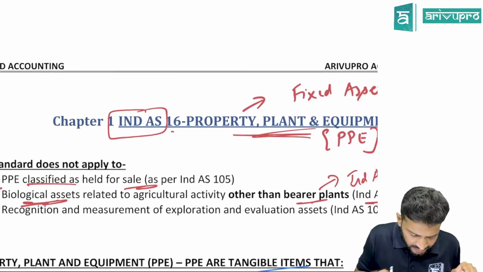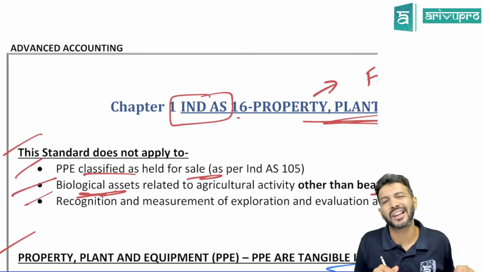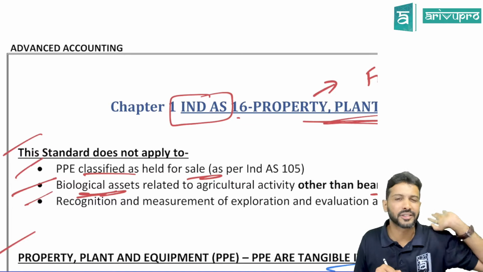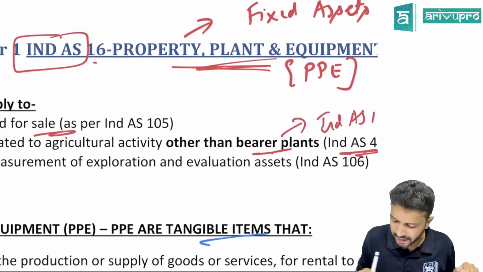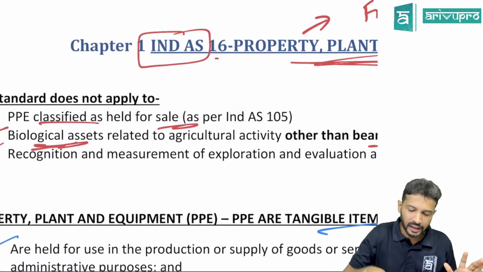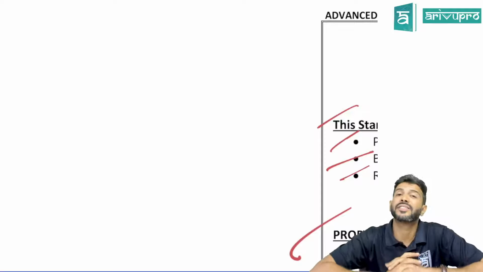All right. And then if you have any exploration assets like coal mine, gold mine, etc., even for those assets, IND AS 16 is not applicable because there is a separate standard called IND AS 106 that gets triggered. Again, let's go back. For three things, IND AS 16 is not applicable.